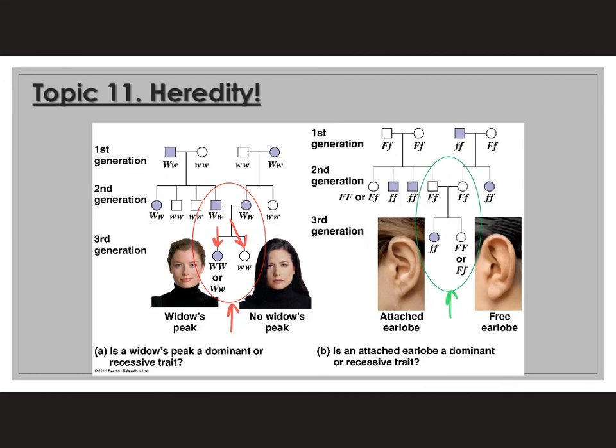Whereas if we look at this other picture with attached versus unattached earlobes, there's a huge thing that pops out at us. The parents are not shaded in, but they have a shaded-in child. What this indicates is that the parents had to be carriers of a recessive trait for it to skip that parental generation.